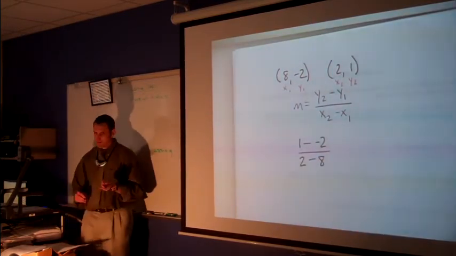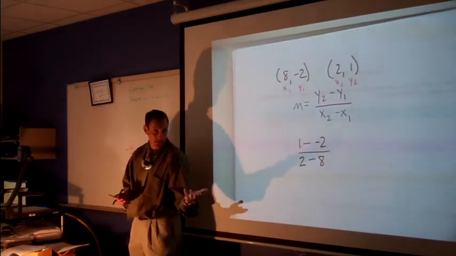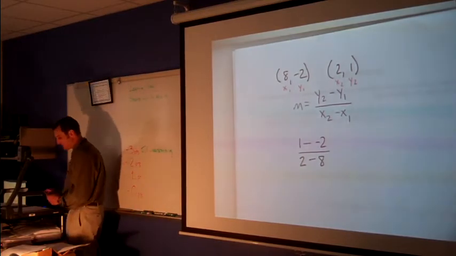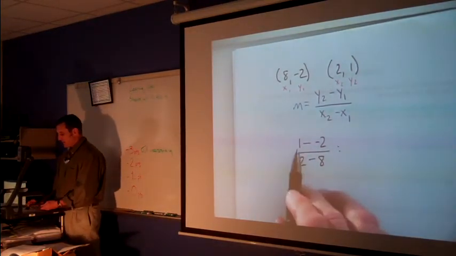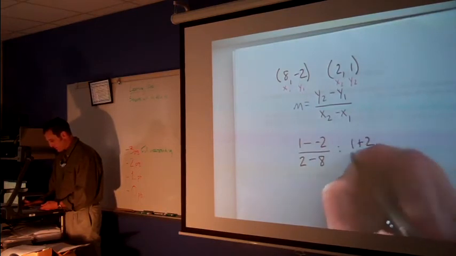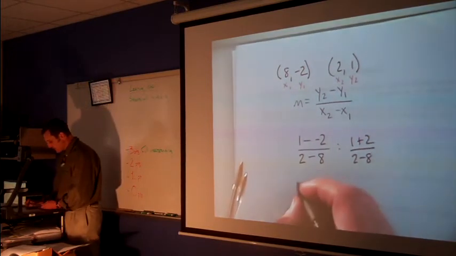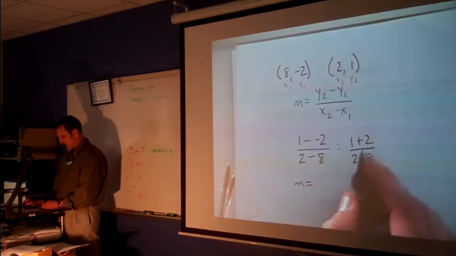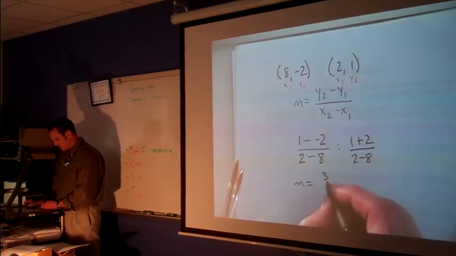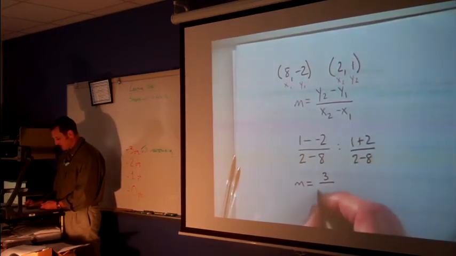So we have our coordinates plugged into the slope formula. Now we just need to subtract correctly and see what we come out with. At the top we have 1 minus -2. That's 1 plus 2. At the bottom we have 2 minus 8. So the slope would be, at the top, 1 plus 2 is 3. At the bottom, 2 minus 8 is negative 6.